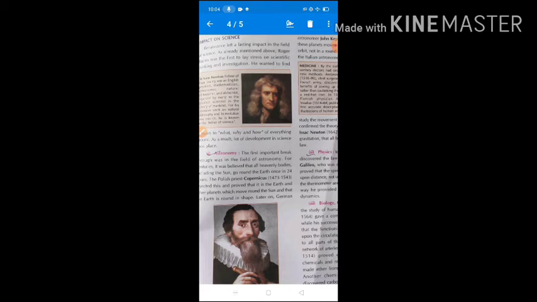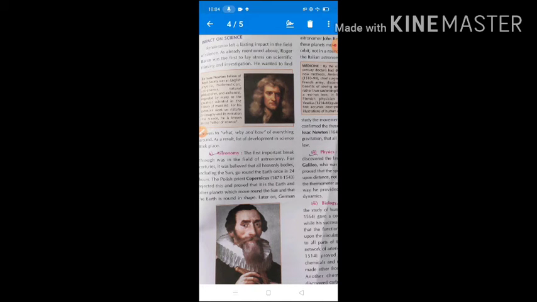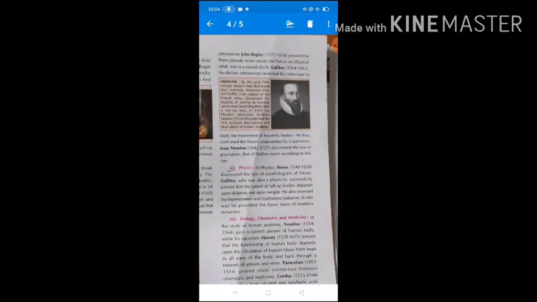Like that, in the field of astronomy, there was so much development. The first important breakthrough was in the field of astronomy. For centuries it was believed that all heavenly bodies, including the sun, go round the earth once in 24 hours. The Polish priest Copernicus rejected this and proved that it is the earth and other planets which move around the sun, not the sun round the earth, and that the earth is round in shape. Later on, the German astronomer John Kepler also proved that these planets move around the sun in an elliptical orbit, not in a round circle. Galileo, the Italian astronomer, invented the telescope to study the movement of heavenly bodies.